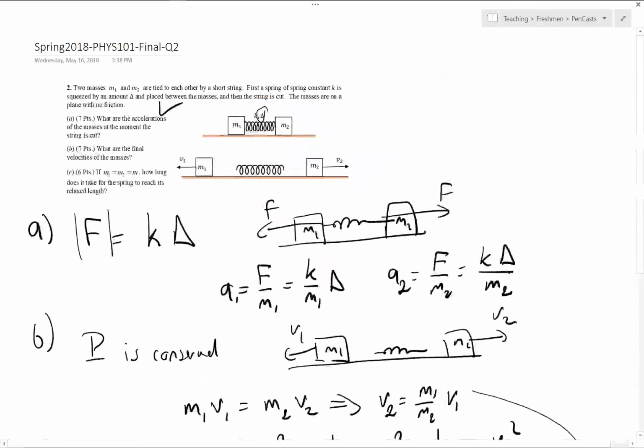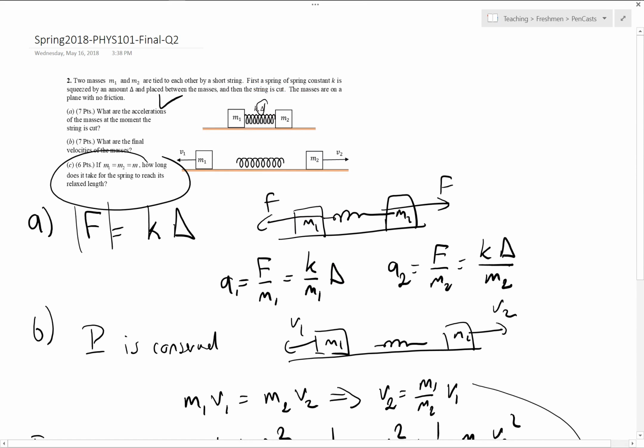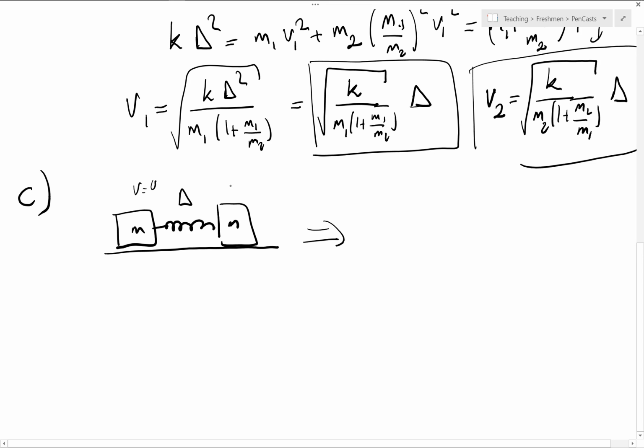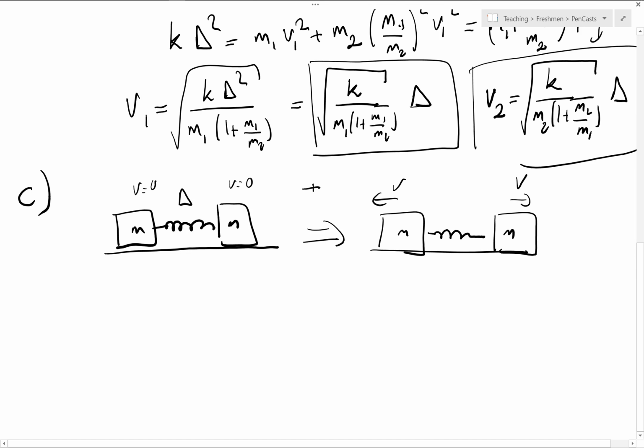So by just changing the indices, I will get the correct result. Now part C is the more interesting part. If m1 is equal to m2, how long does it take for the spring to reach its relaxed length? So you're asked to consider the following situation. Initially, I have m and m. Then at some point here, the velocities are 0. Then I reach a point where essentially the spring loses contact with both masses. And the problem is, how long does it take for this process?